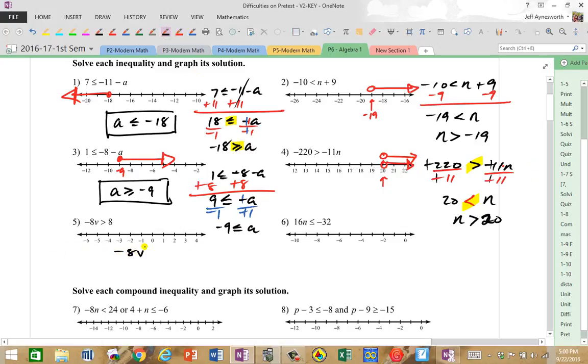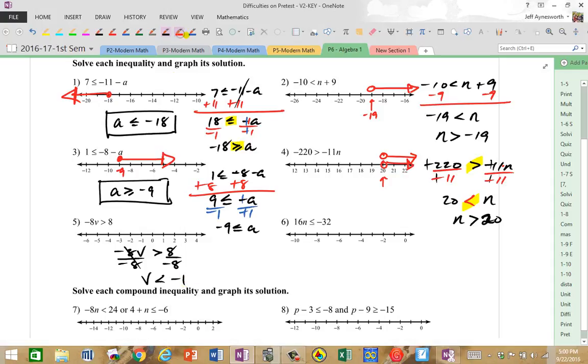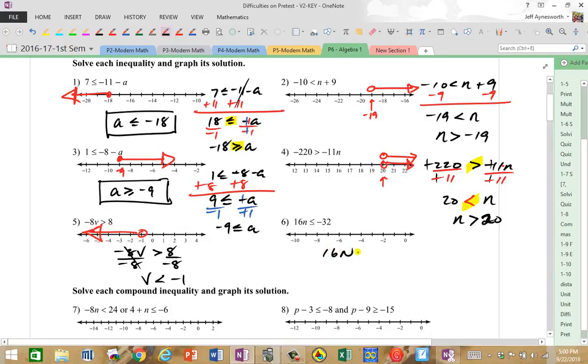So negative 8v is greater than 8. Uh-oh, here we go again. Divide by a negative. So v is less than negative 1. Okay? And if v is less than negative 1, it doesn't include negative 1, so we go open here, and all numbers less than any number always lie to the left. Okay? Next one, we got 16n is less than or equal to negative 32.